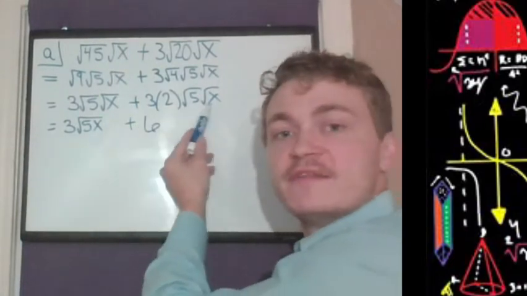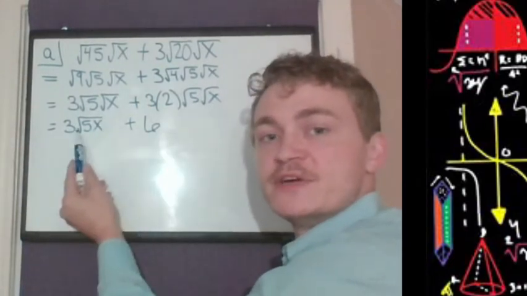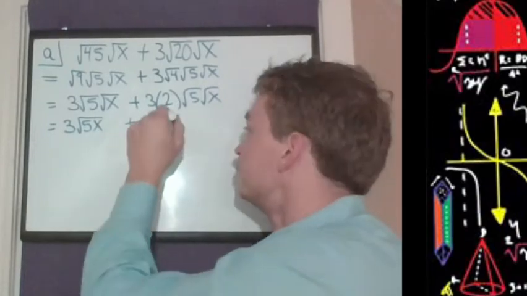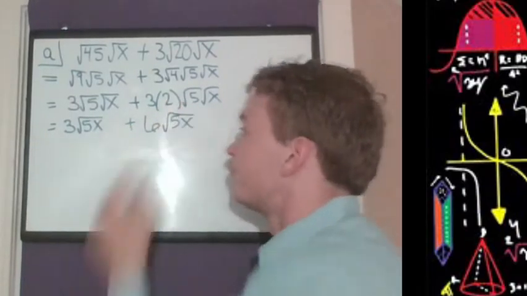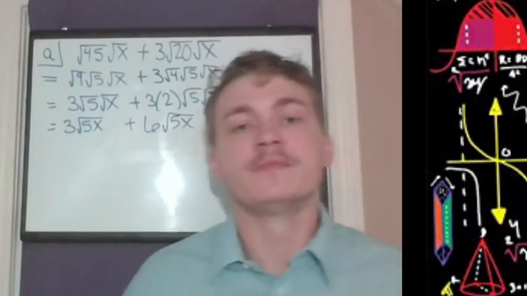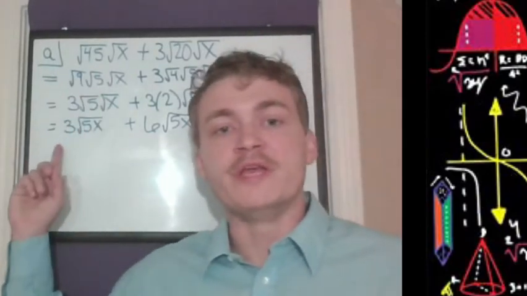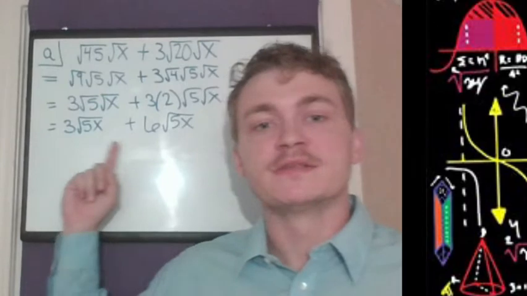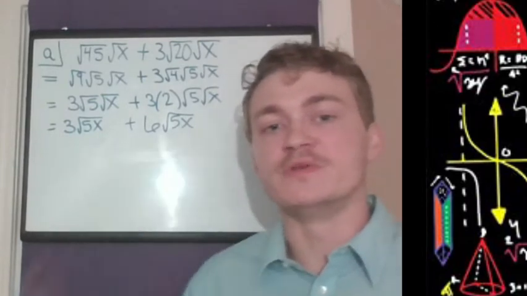The square root of 5 multiply the square root of x, just as we see over here, we will combine using the product rule. So our two terms here, 3 square roots of 5x plus 6 square roots of 5x.